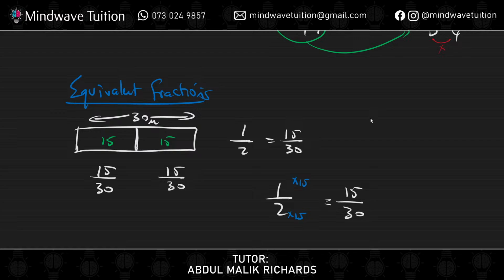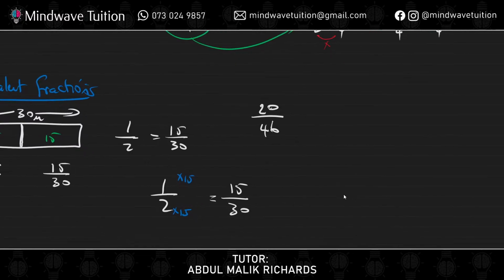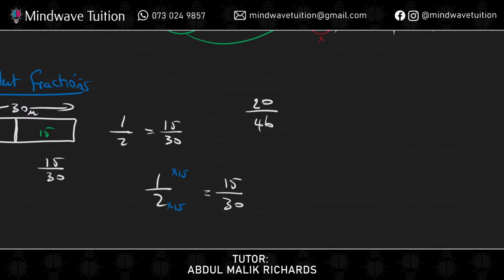So simplifying means to make smaller. We can take something like 20 over 46. We can see that they're both even numbers, so you can start by dividing by 2, but you might be dividing by 2 a couple of times. To make your life easier, what you can do is write down the factors.